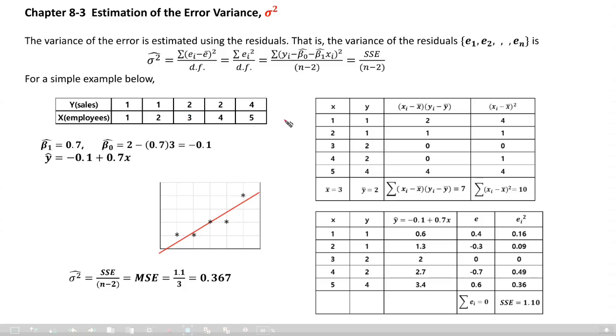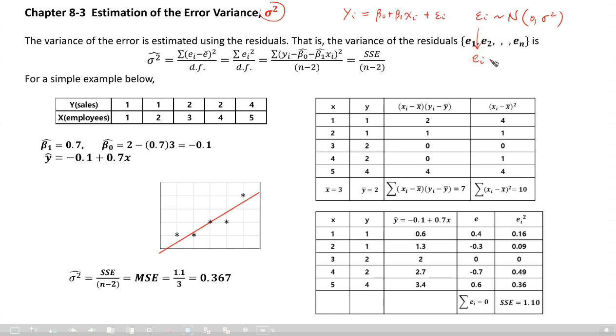Well, let's see. Estimation of error variance sigma square. Remember, the model is yi = beta 0 + beta 1 xi + epsilon i. Epsilon i follows a normal distribution with mean 0 and variance sigma square. We would like to estimate sigma square here. How to estimate sigma square? What is the data in this case? That is the residual. We call this residual, the realized value of error.